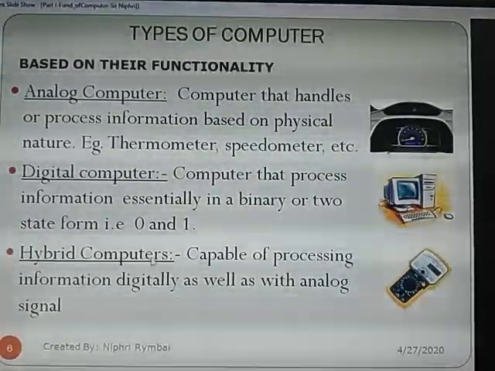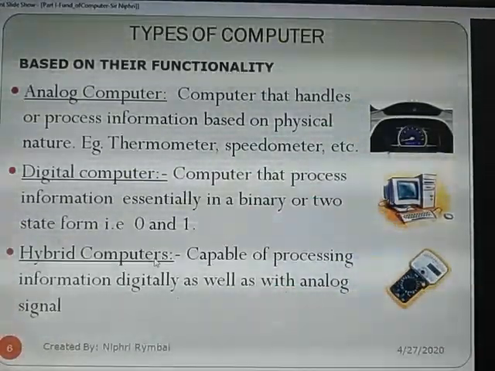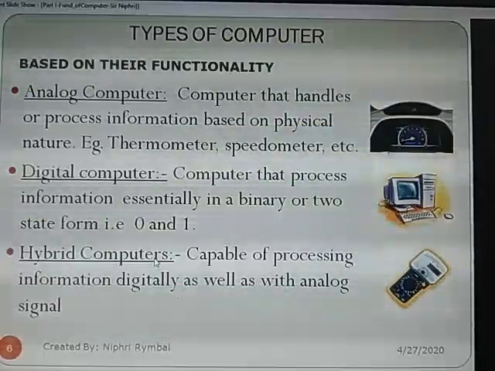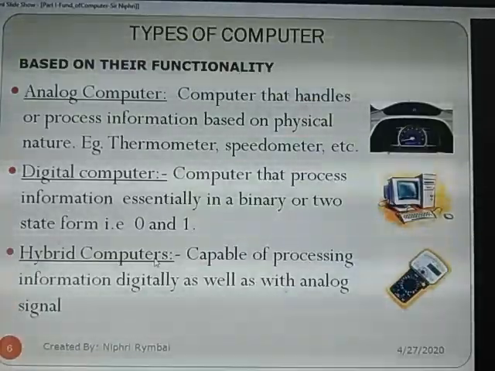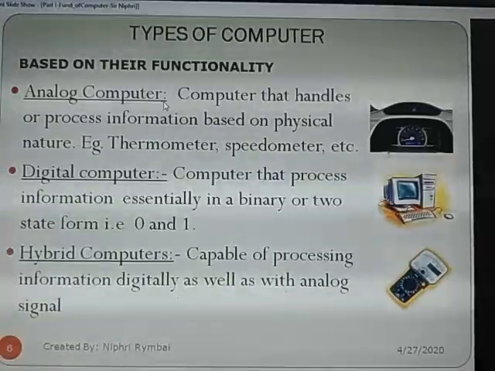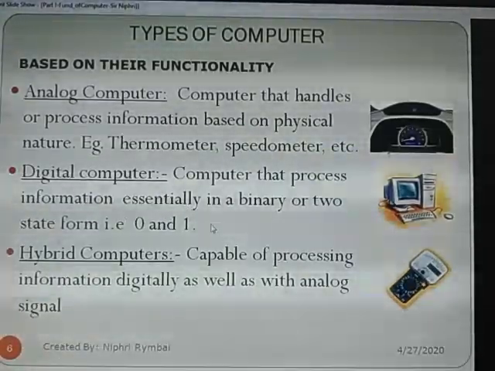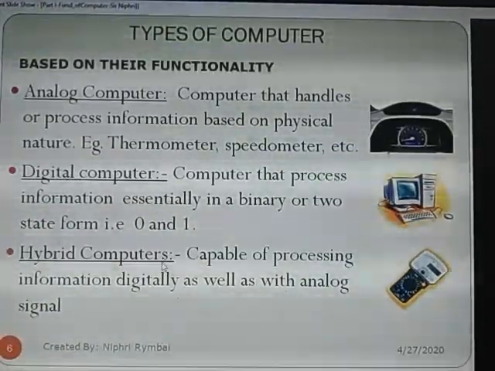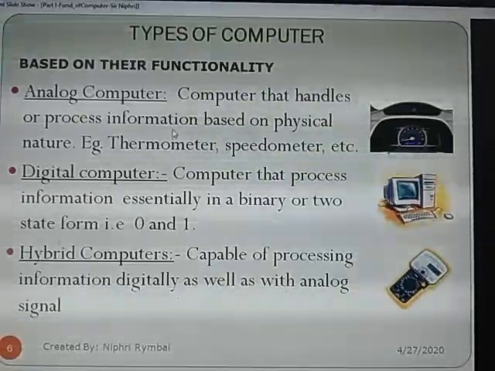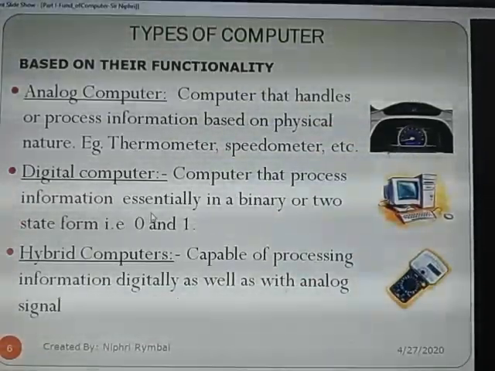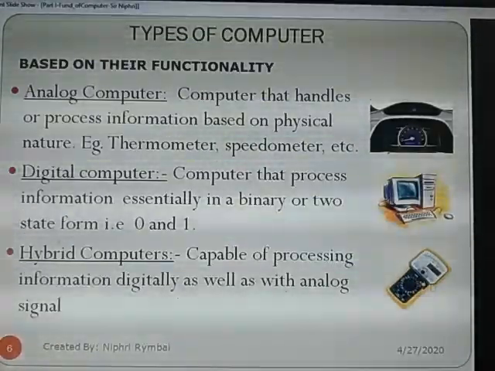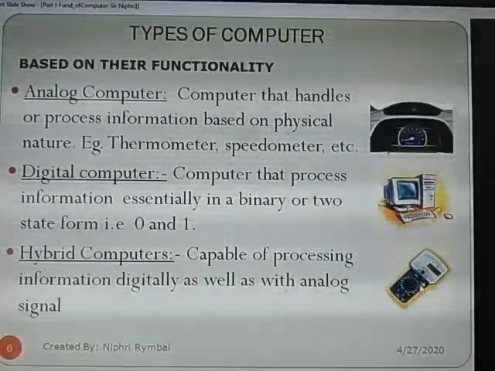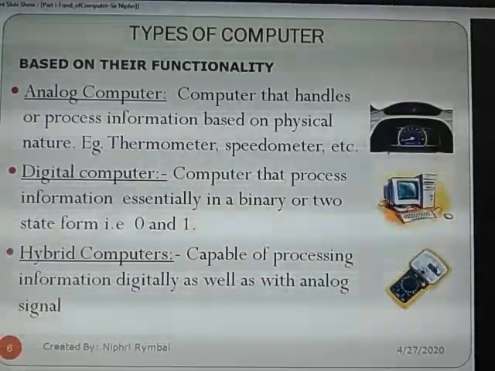Then hybrid computers. These are the type of computer that can process data in analog form as well as digitally. So that's why they are called hybrid. They have the capability of both the first type of computer and the second type of computer. Like here in this diagram, this multimeter can detect physically as well as digitally.